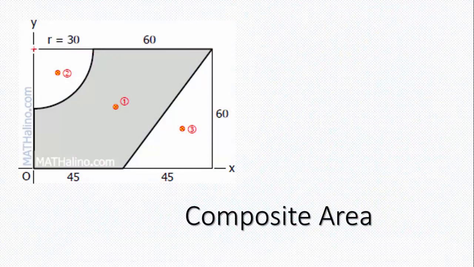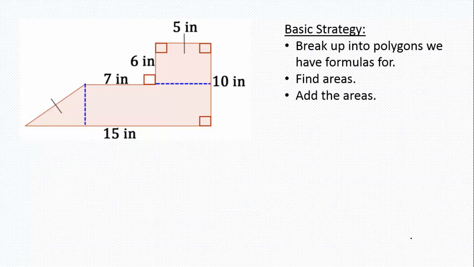We've got a composite area, and we're going to try to look at some more difficult examples of this today. This one's pretty routine. It's already been chopped up for you into polygons you recognize. So we've got two rectangles and a triangle. Let's find the area for each. The 5 by 6 rectangle has an area of 30 square inches.